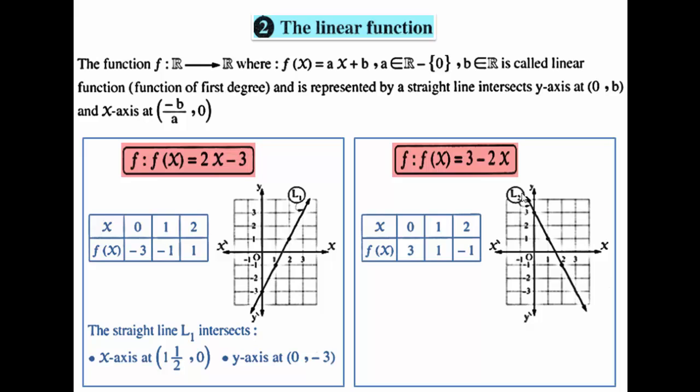As shown here, the first coordinate is 0 and 3: 0 here and go to 3. And the second ordered pair is 1 and 1: 1 on the x-axis and 1 on the y-axis. The second point will be here. And the last ordered pair is 2 and negative 1: 2 on the x-axis and here. Then I will draw a straight line passing through these 3 points and call it L2. The straight line L2 intersects the x-axis here at the ordered pair 1.5 and 0, and the y-axis at 0 and 3, like that.